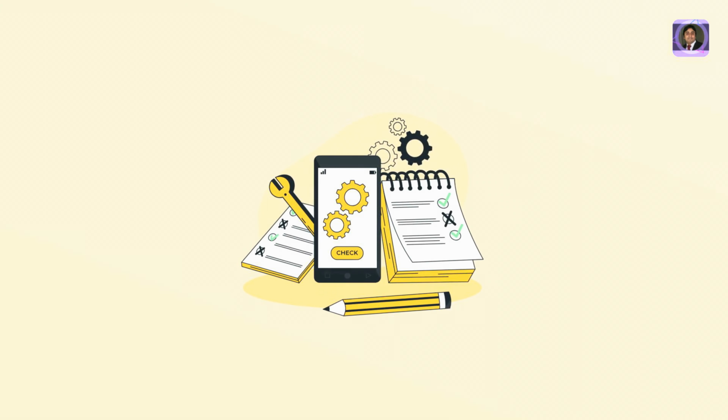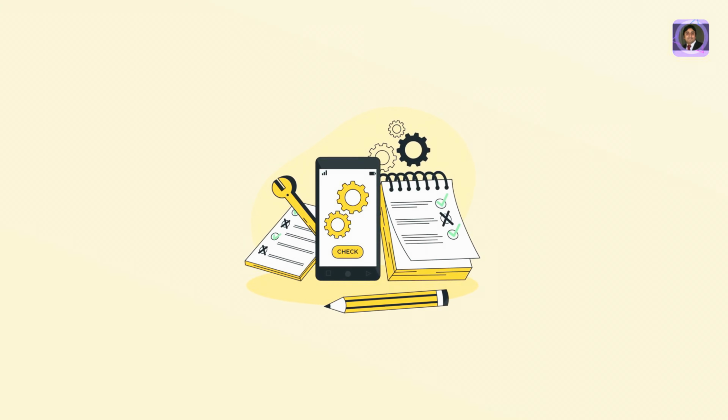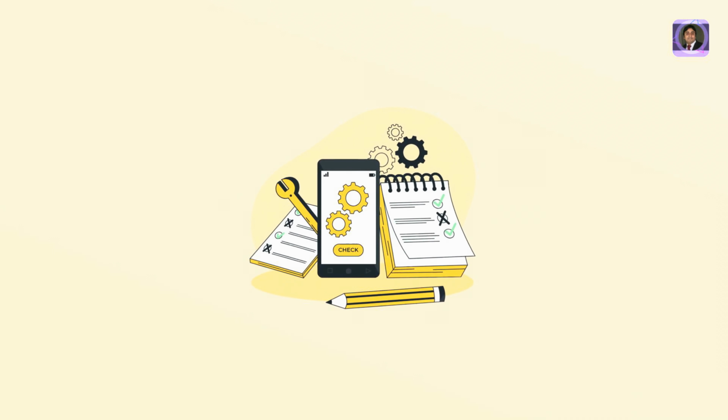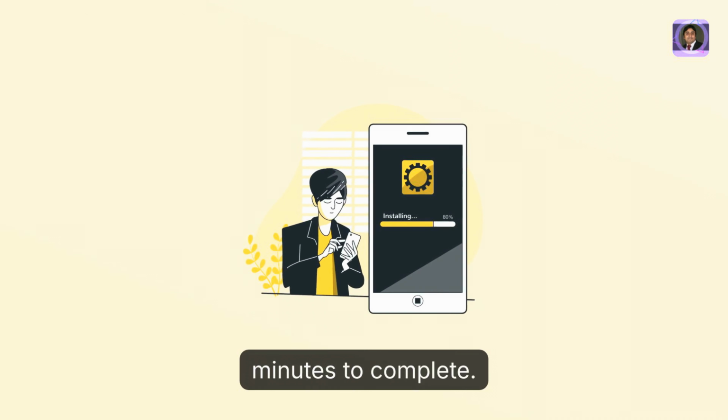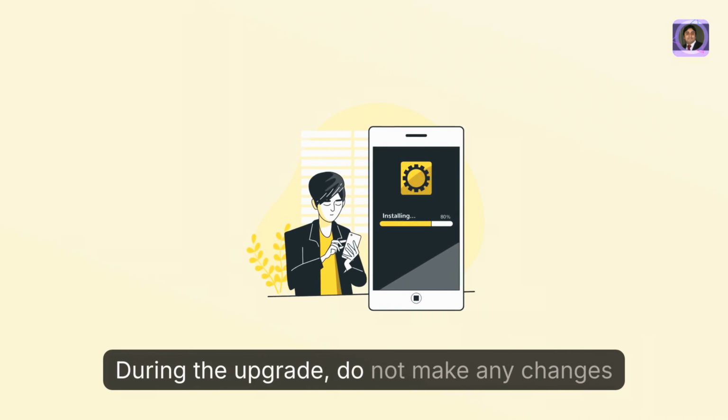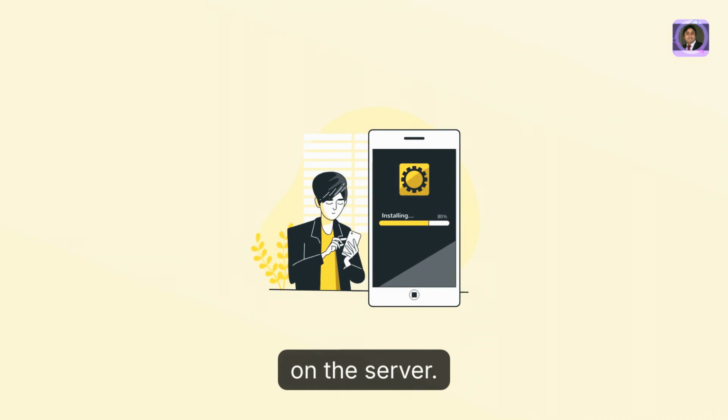You can also monitor the upgrade procedure by reviewing the cmupdate.log file located on the site server. The upgrade normally takes around 40 to 50 minutes to complete. During the upgrade, do not make any changes on the server.